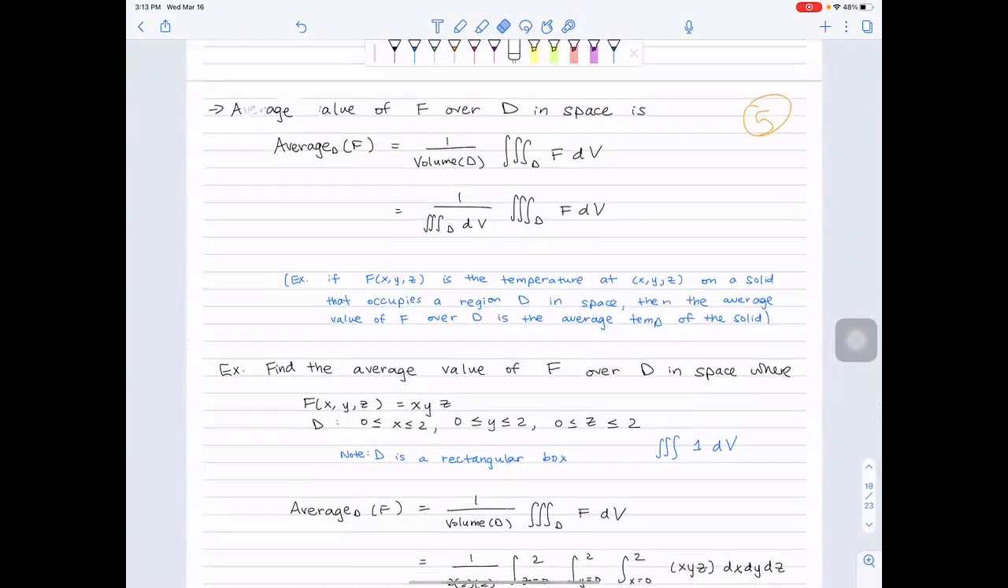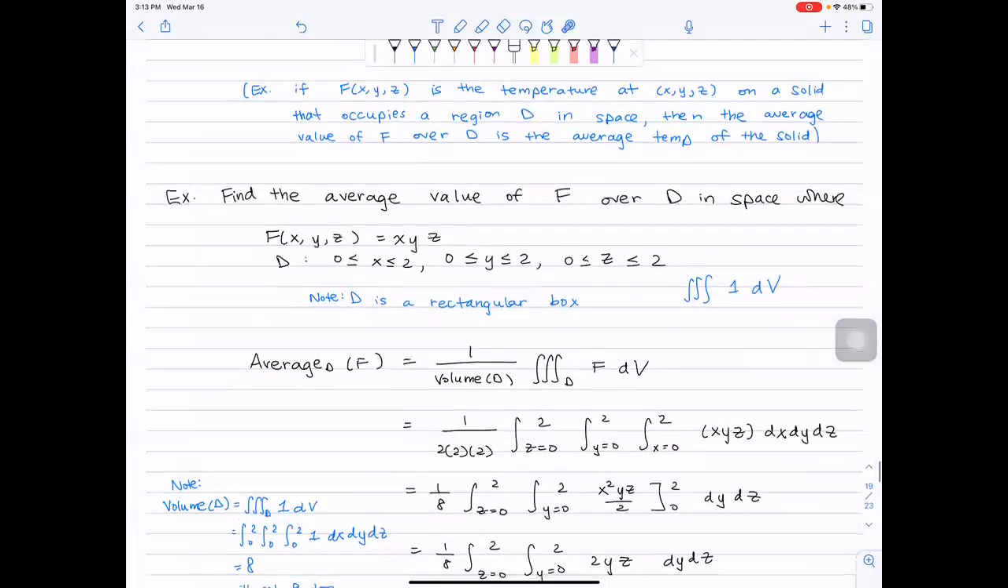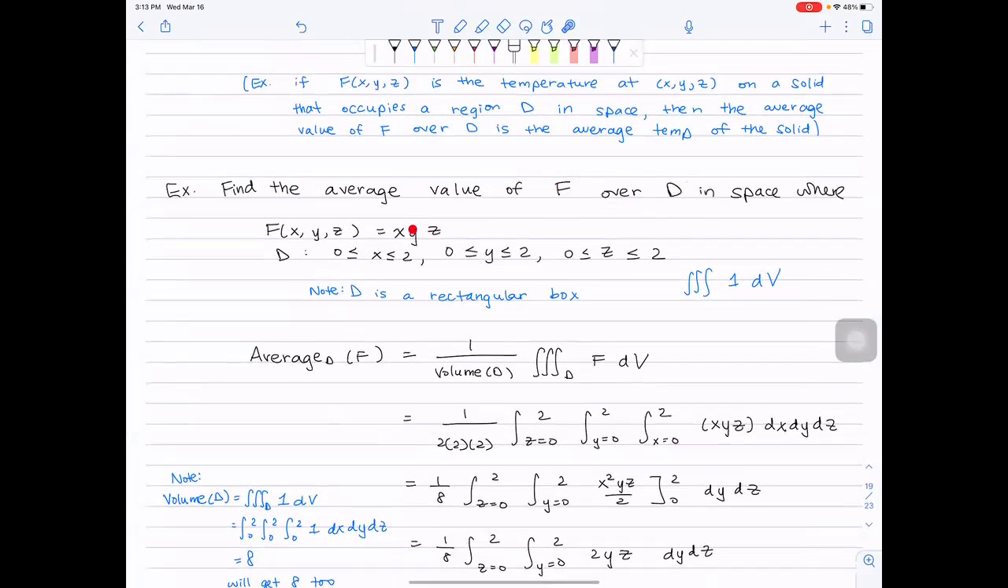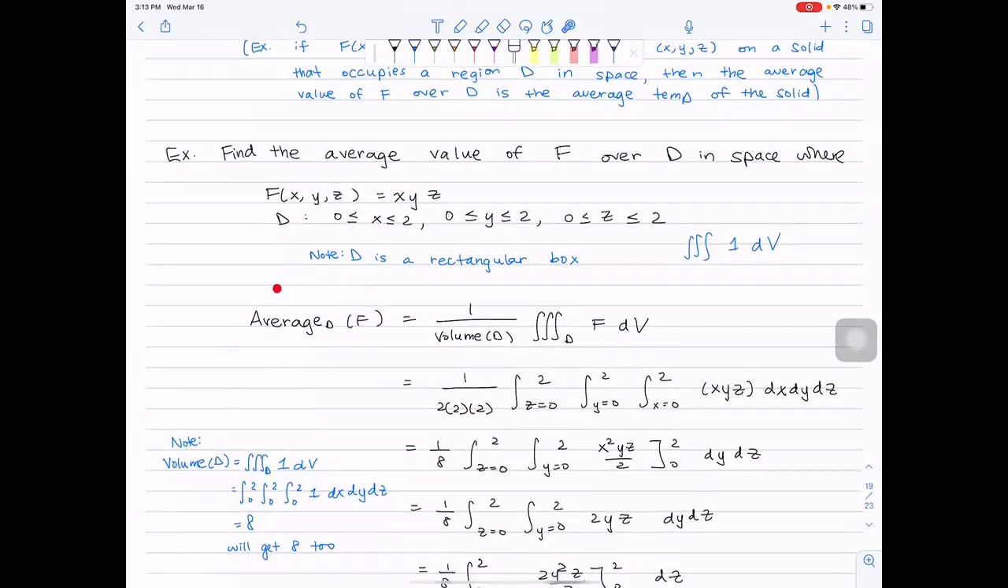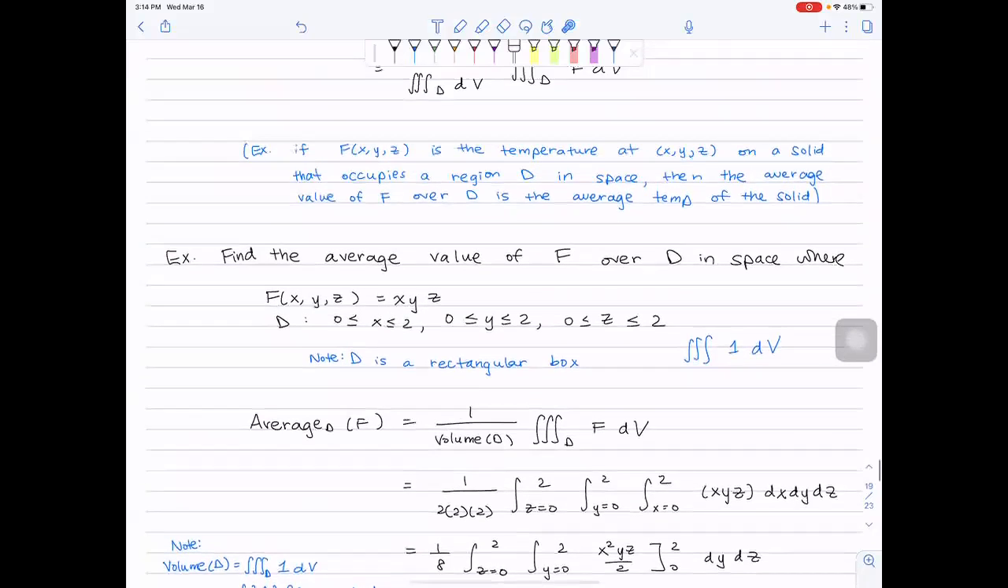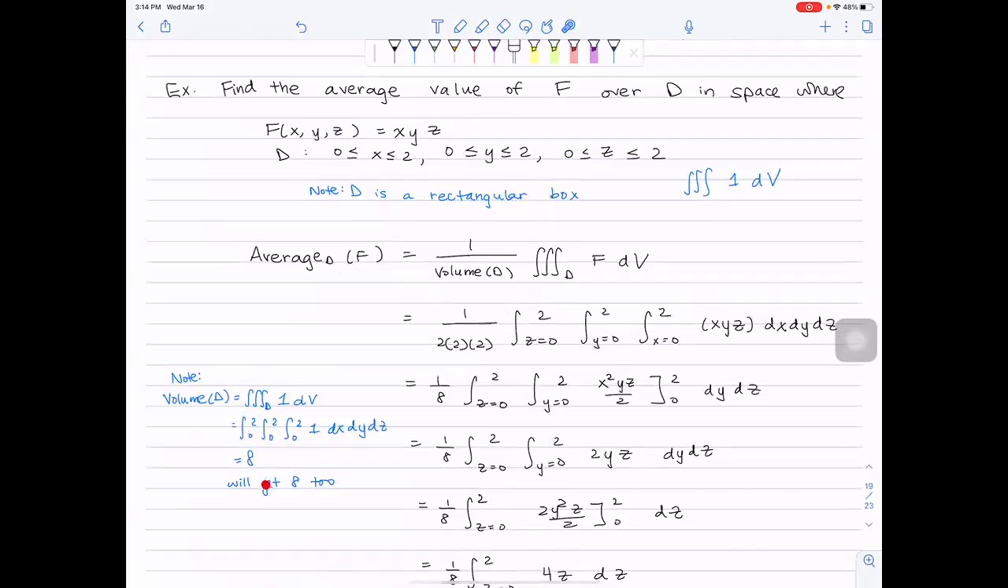And then finally, if you have the average value of f over a region, it's the same thing as the average value over a 2D region, except we have a triple integral. So you do the triple integral of your function over the triple integral of 1. As an example, if you're trying to find the average value of f over D in space, where f is this equation and D is this 3D region, you have the triple integral of f, which you have to compute. But for the volume, note that if you do the triple integral of 1, you would get 8.